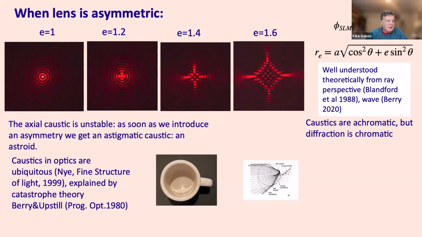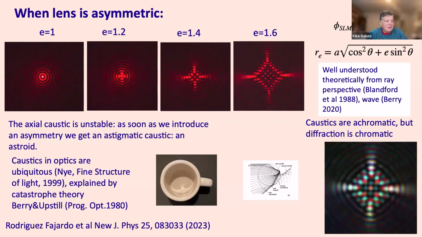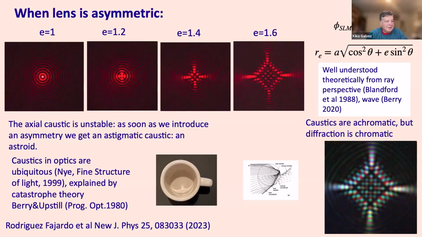Now the caustics are achromatic, but the diffraction is chromatic. So if we were to just change the wavelength, we can see, and in this case, my student was also changing the mass of the lens.